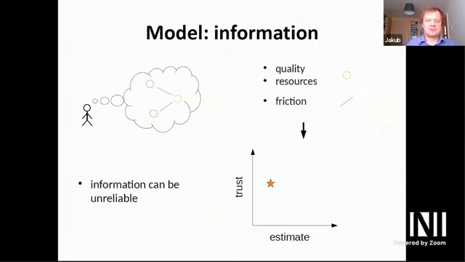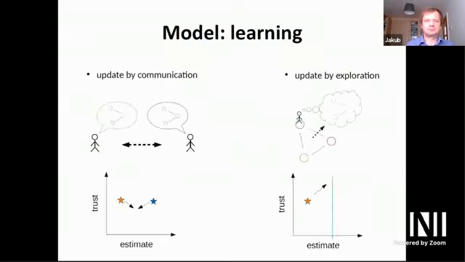The agents have information that is not only about the features of the landscape, but they also exhibit a certain trust, or level of uncertainty, which is the flip side. So the main message here is that information can be very much unreliable.